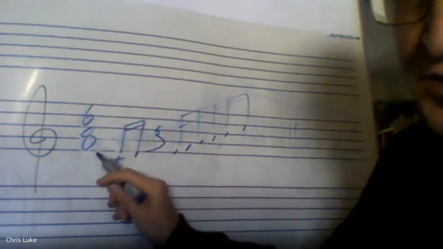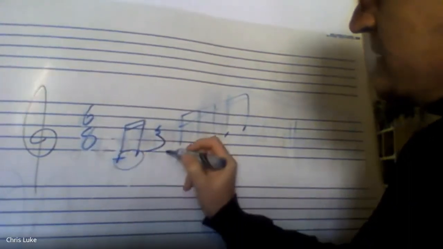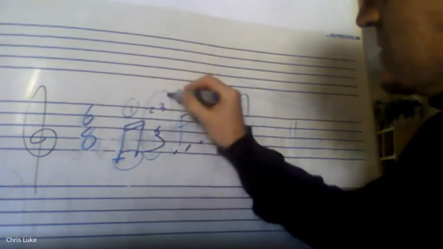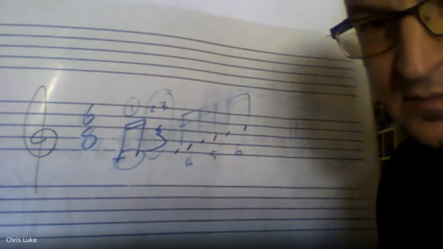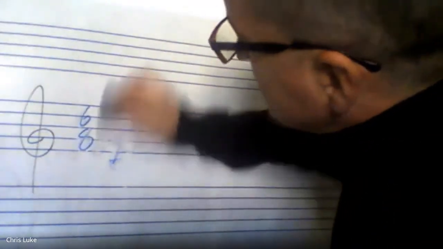So let me just show you 6/8. 6/8 is 6 quavers. Here's 1, right? Here's 1, 2, and 3 are in here, and 4, 5, 6 over there. Okay. So I'm just showing you that. I don't want to confuse you, but I'm just showing you that to show you how this progresses and where you'll eventually end up.